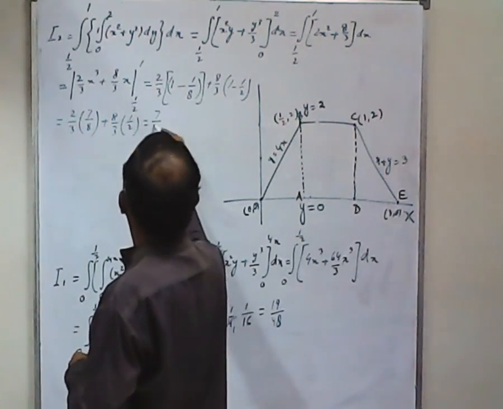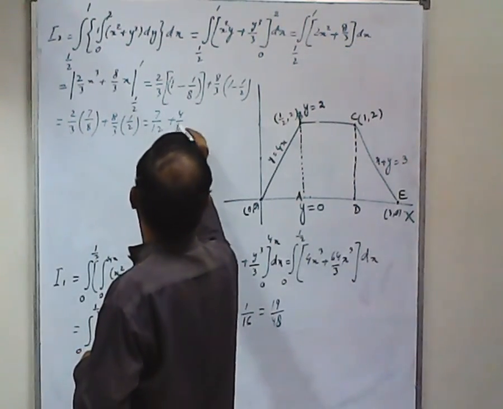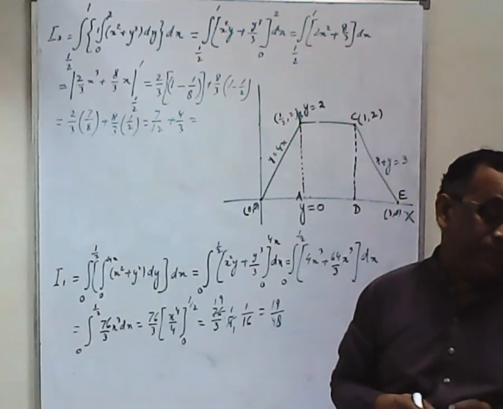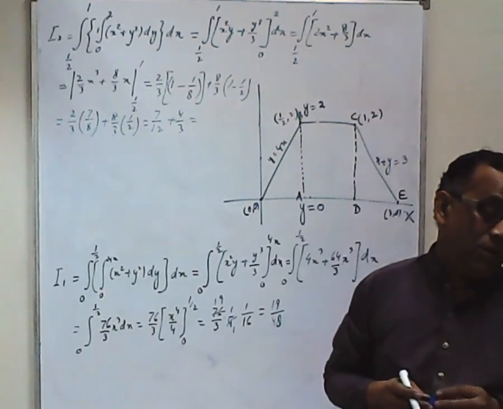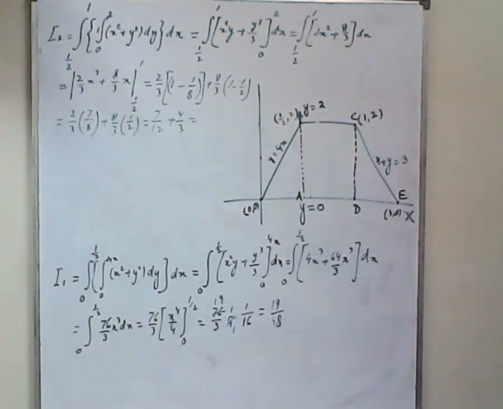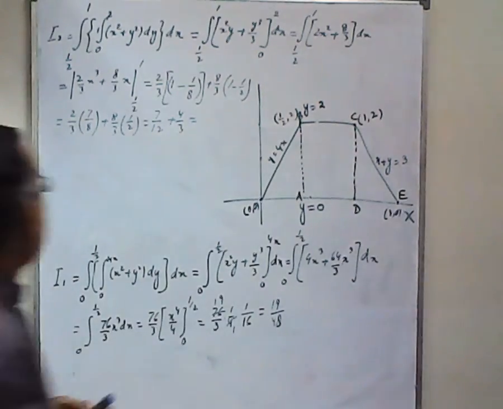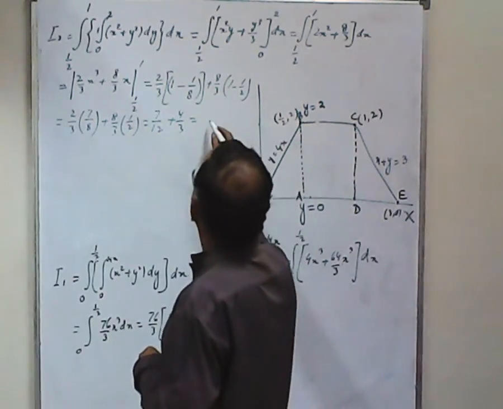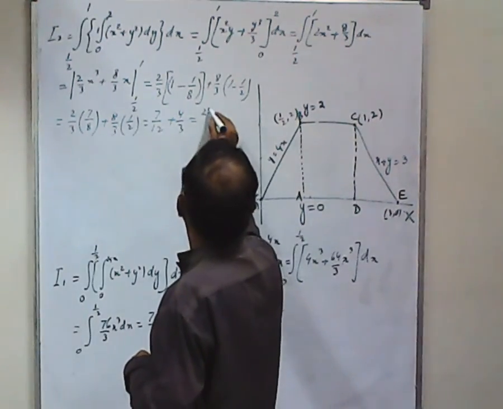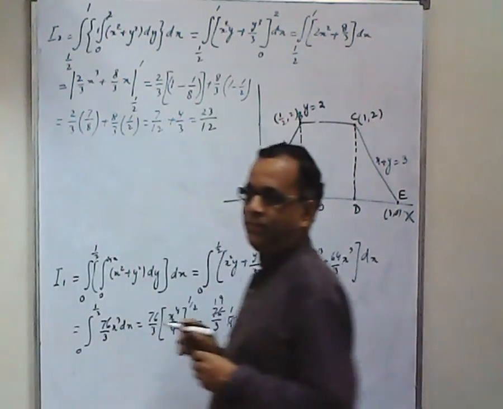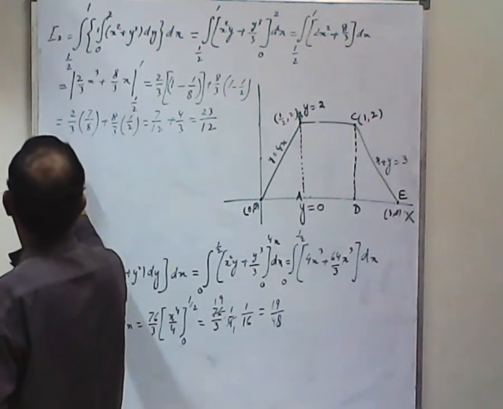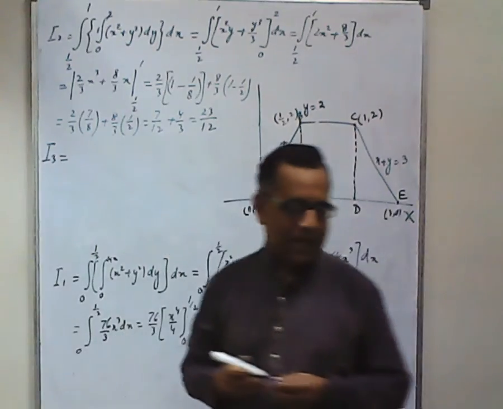So it means 7 by 12 plus 4 by 3. So this will be equal to 23 by 12. Hopefully this is 23 by 12. Yes, this is 23 by 12. So now the final integral, that is I3.